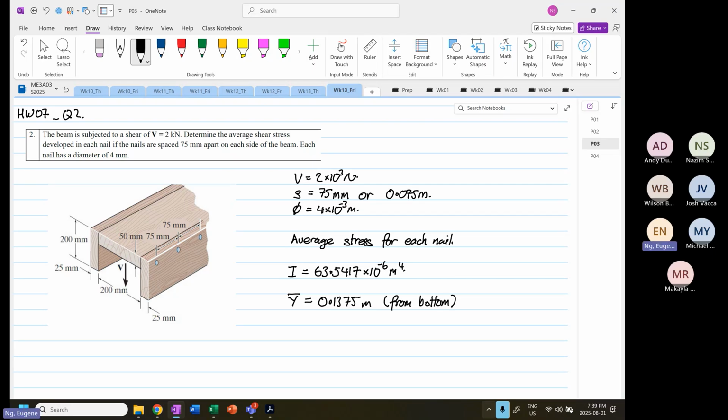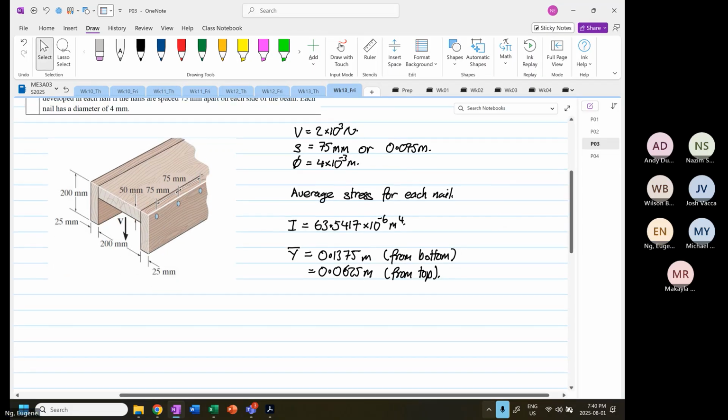If I'm going to find it from the top, it's equal to 0.2 minus 0.1375, which is 0.0625 meter from the top. Okay, so one is from the bottom, one is from the top. So how about we do this?